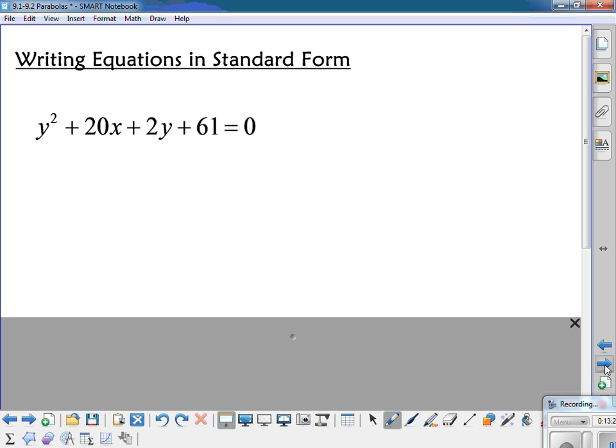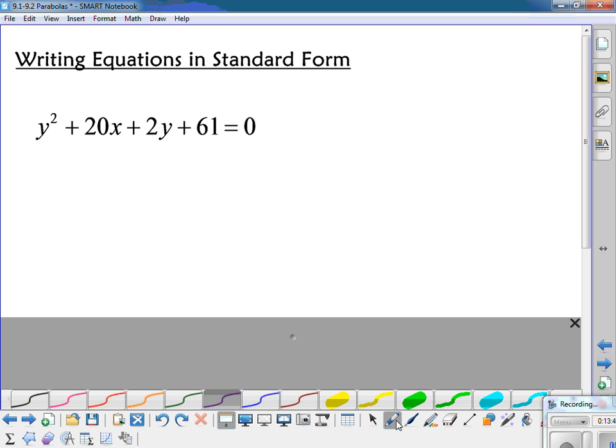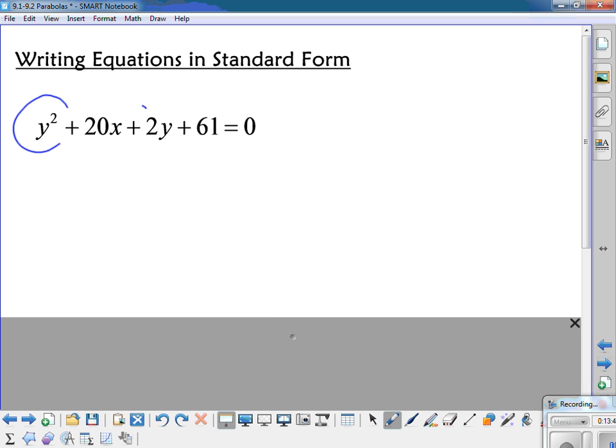All right, so to get the equation into standard form: here it's been multiplied all out and everything's been combined and it's not in standard form anymore. First I've got to figure out which one it is. Is it a y squared or an x squared? This one is a y squared. So I'm going to get the y's on the left side and everything else on the right.